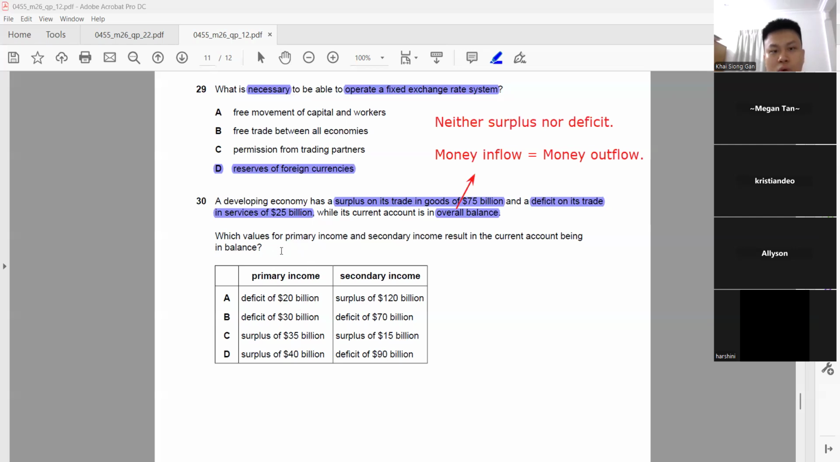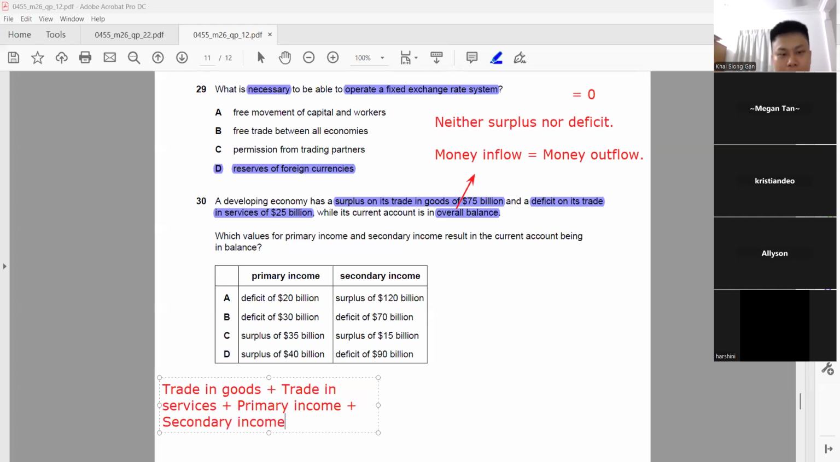Okay, so what values for the primary income and secondary income will result in the current account being in balance? Neither surplus nor deficit means it's neither positive nor negative, so it equals zero. You have to find that it equals zero. So how do you get your current account? Trade in goods plus trade in services plus primary income plus secondary income.